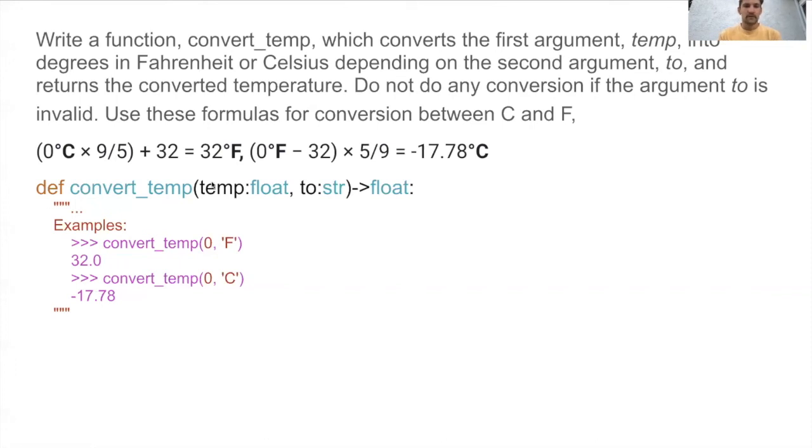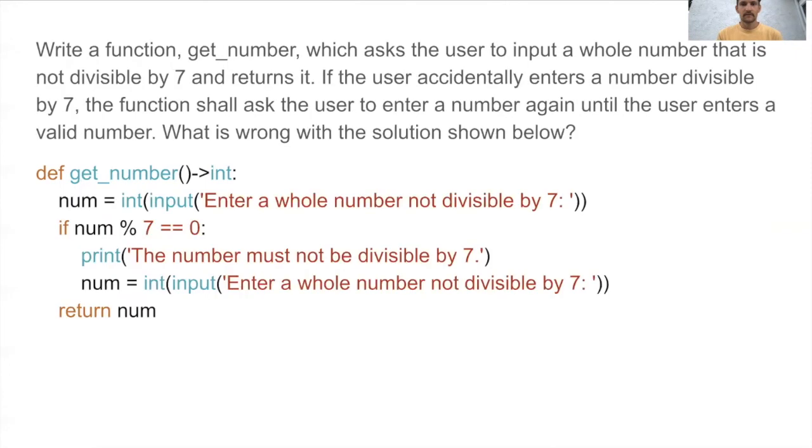So this convert temp function is going to be a bit tricky, but I think that you all can do it based off of what you have now. This question is asking you to write a function get number, which asks the user to input a whole number that is not divisible by 7 and returns it. If the user accidentally enters a number divisible by 7, the function shall ask the user to enter a number again until the user enters a valid number.